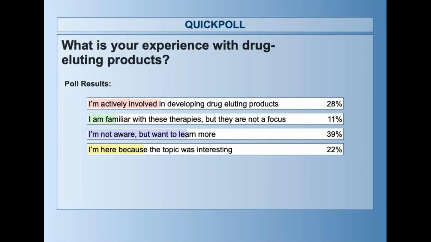It looks like we have a decent break here. 39% are not aware but want to learn more, 28% are actively involved, 22% just like the idea of the topic and want to learn more, and 11% are familiar with the therapies but they are not a focus. Thank you very much for the participation. We'll have 2 more polls coming up, and I'll share once we get there. And Zach, you can take it over again.